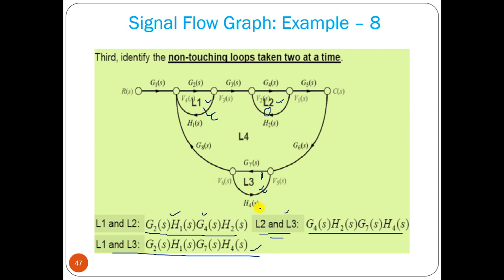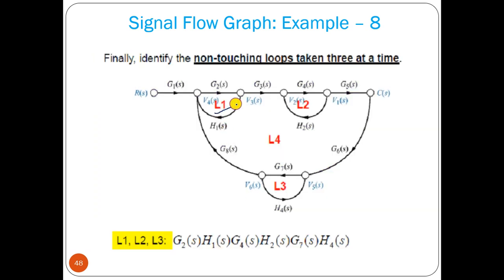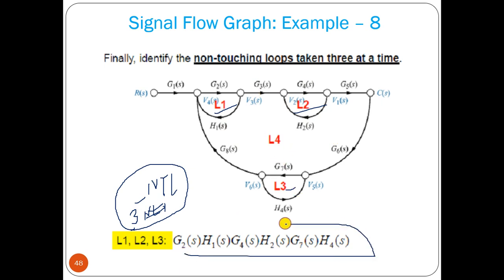We can also see that these 3 loops, L1, L2, L3, are non-touching with each other. So we can find a 3 non-touching loop set, L1, L2, L3. These 3 loops are non-touching with each other, and their gains can be multiplied. That is the gain of that.